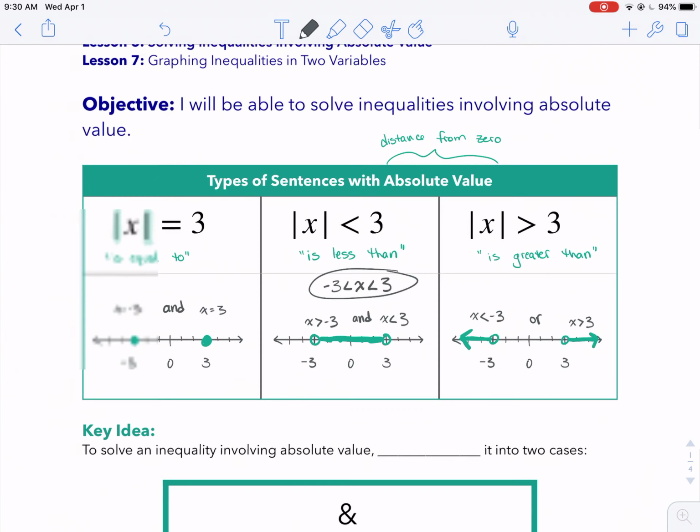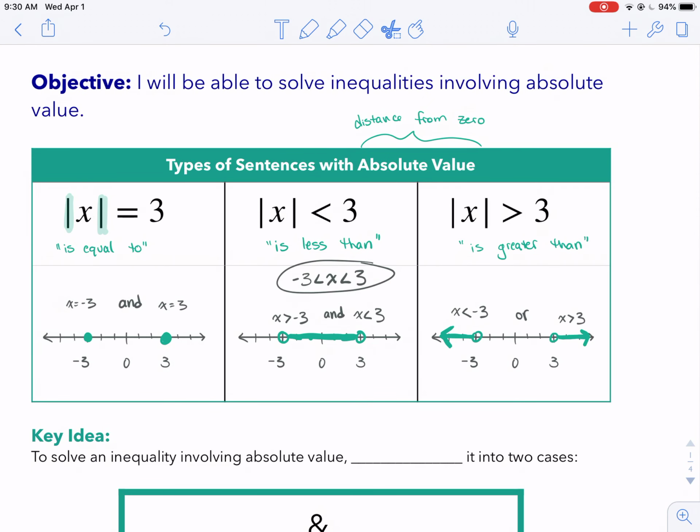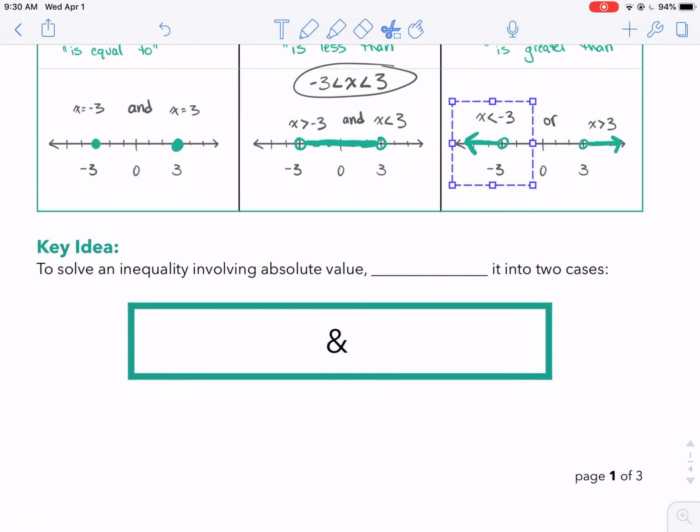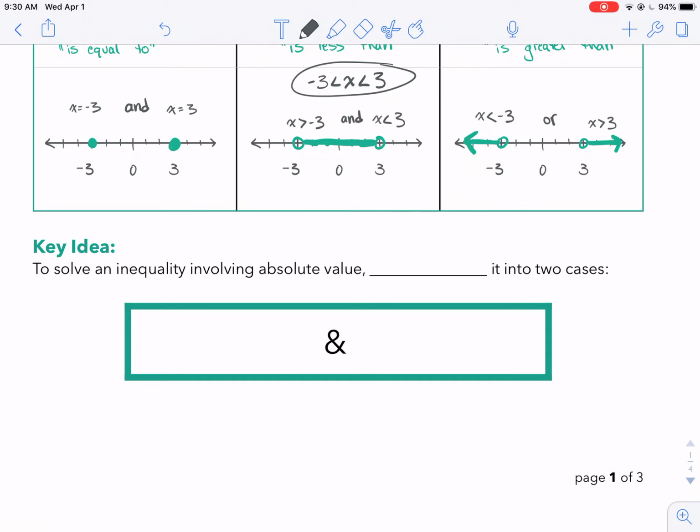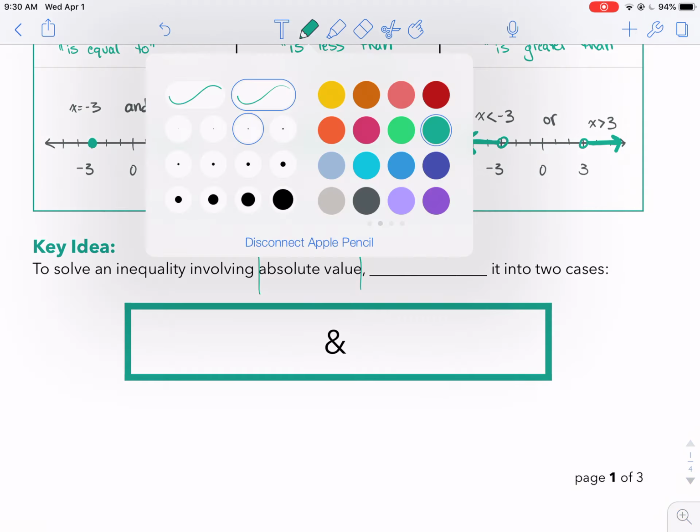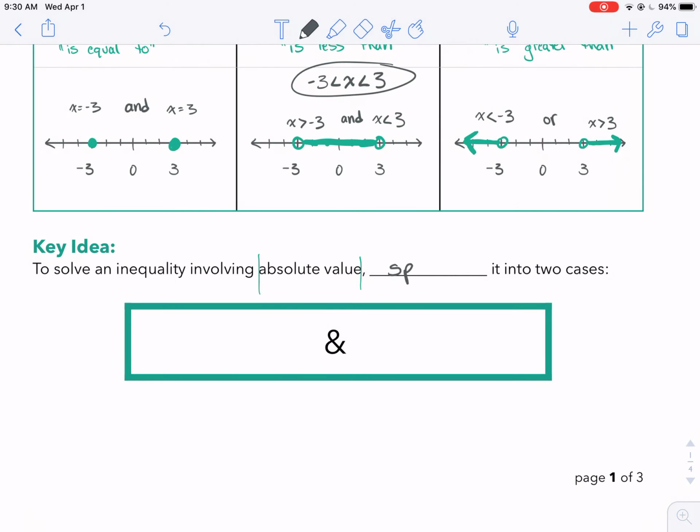So remember, when we looked at absolute values, we needed to take into account positive numbers as well as negative numbers. This is why when we're solving an inequality with absolute value, remember absolute value, distance from 0, we are going to split it up into two cases. We're going to take what's in our absolute value and we're going to make it positive.